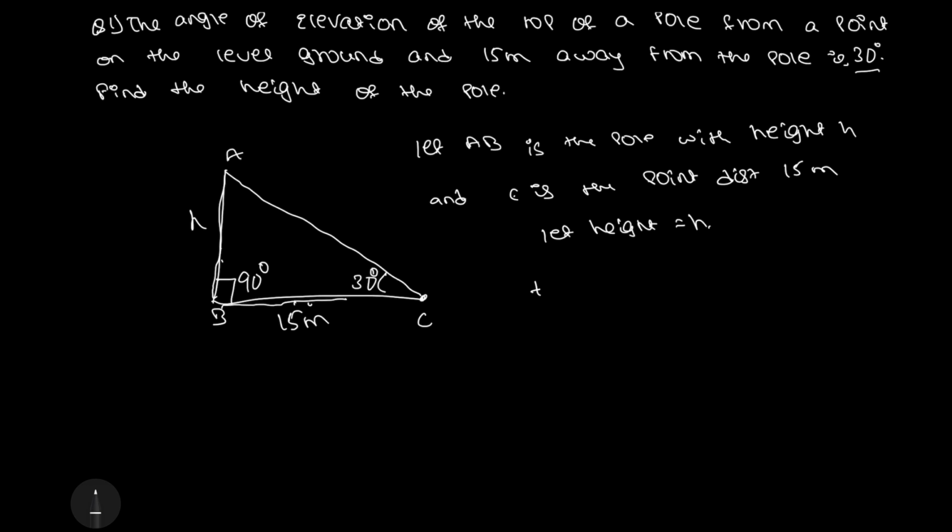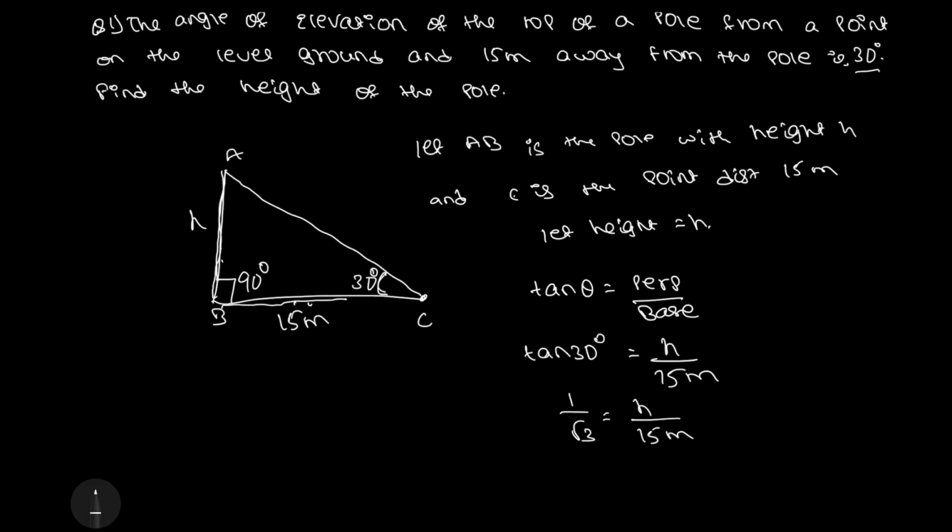We know that tan theta is equal to perpendicular by base, whereas the theta value is given, which is 30. That is, tan 30 is equal to the perpendicular, which is h, that is what we need to find, and the base value is given, which is 15 meters. The value of tan 30 is 1 by root 3, which is equal to h by 15 meters. Now let's transpose this 15 here.